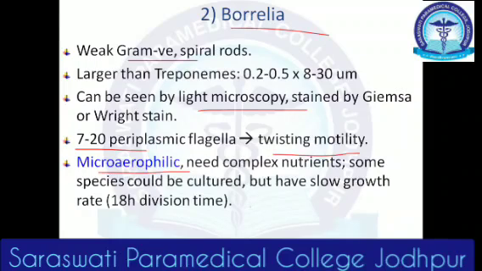Some species can be cultured but have a slow growth rate, with an 18-hour division time. In Treponema, it is 30 hours of division or replication time. So they are very slow growing bacteria in in vitro situations, because we cannot culture them. We don't know what kind of nutrients they need, because they are very demanding, complex-nutrient bacterial species.